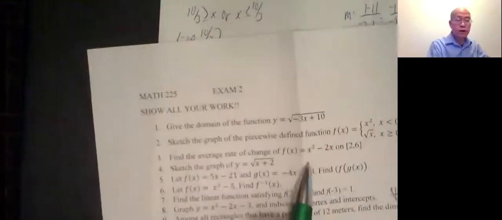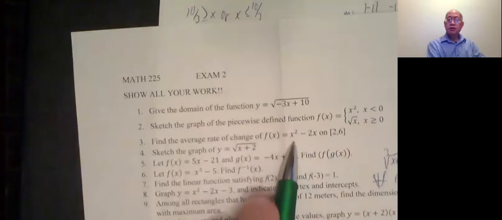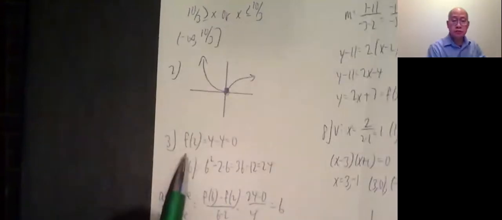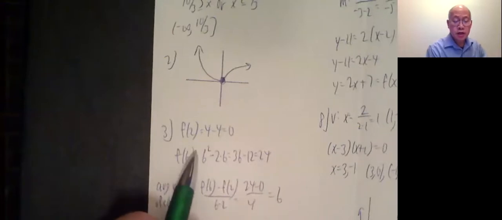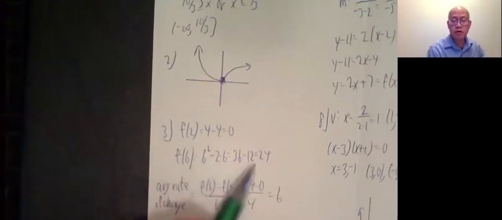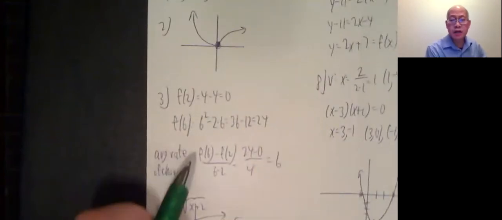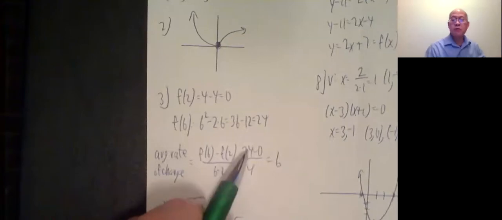Number 3, average rate of change. 2 comma something, 6 comma something. So I plug in 2: f of 2, 4 minus 4, is 0. f of 6 is 6 squared minus 2 times 6, which is 36 minus 12, 24. So the average rate of change is f of 6 minus f of 2, divided by 6 minus 2: 24 minus nothing, divided by 4. Answer is 6.